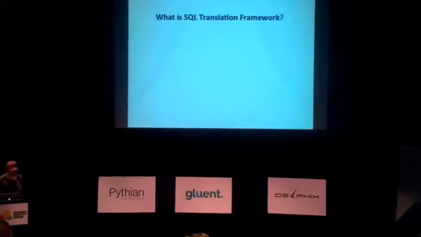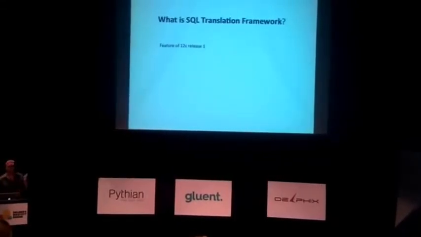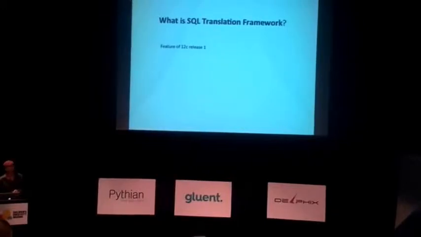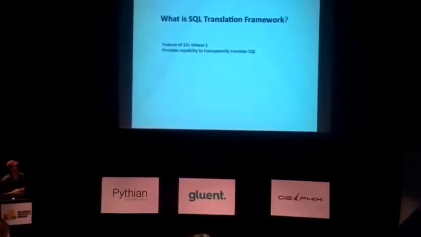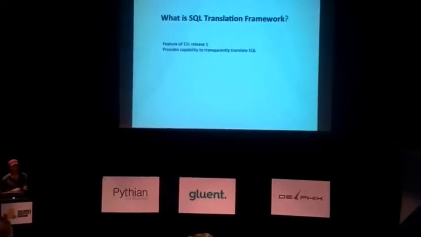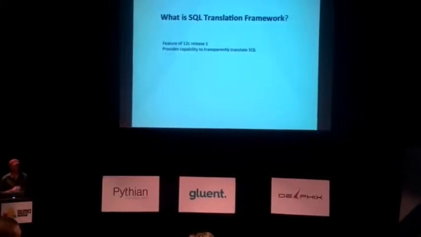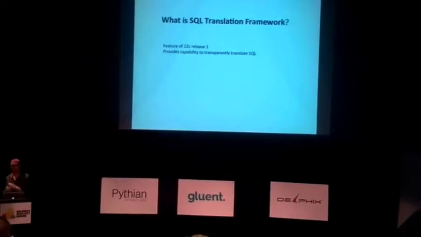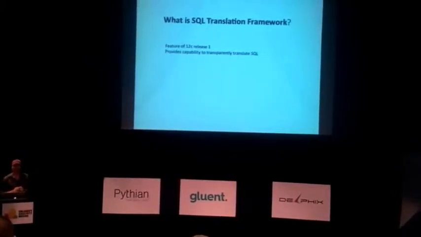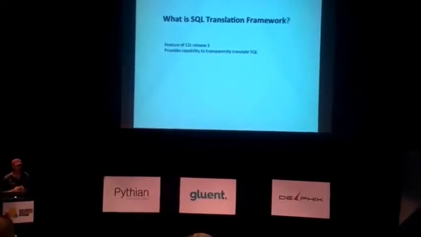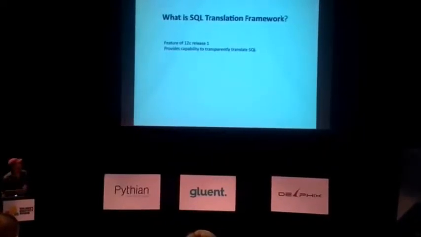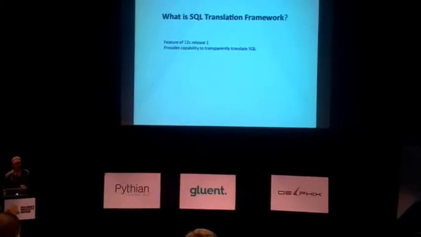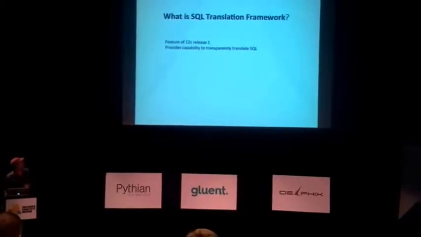Okay, so SQL Translation Framework. So what is it? It's a new feature of 12c, so it came out in release 1. It provides the capability to translate SQL on the fly, transparently, right? So as a DBA, if you've got an application and you don't like the SQL that's being run, you can actually go behind the scenes and say, I want to take this SQL statement, and instead of running that SQL statement, I want to run this other SQL statement that I give it. Okay? Does that sound like a cool feature? Does it sound like a dangerous feature? Yeah, it's a really dangerous feature, and I'll show you in a little bit. There's not a lot of checks that go on this stuff, so you can basically really screw around with things.